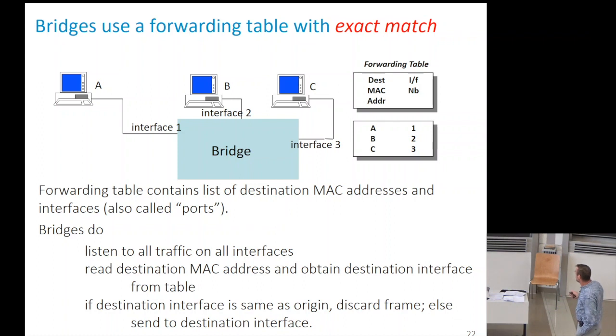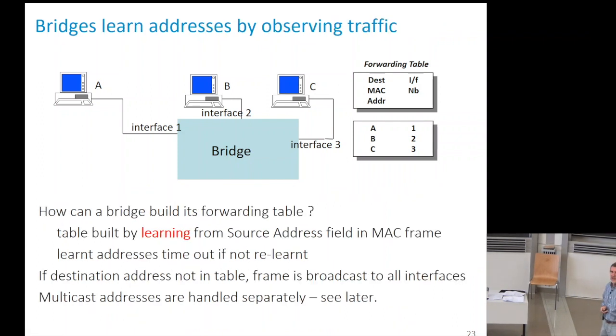So those tables are completely unstructured, raw tables that have a list of MAC addresses and on which port those devices are. And then the job of a bridge is to be a packet sniffer. It listens to all traffic on all interfaces. It reads the destination MAC address, goes to the table, and repeats the packet on the corresponding interface, like any intermediate system would do.